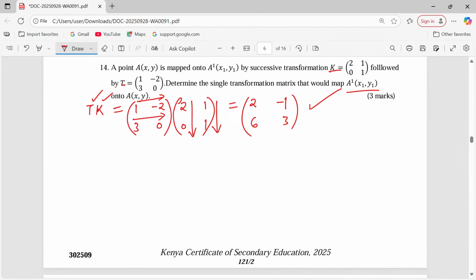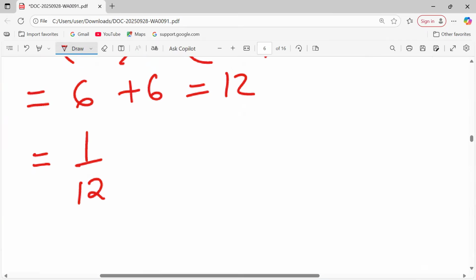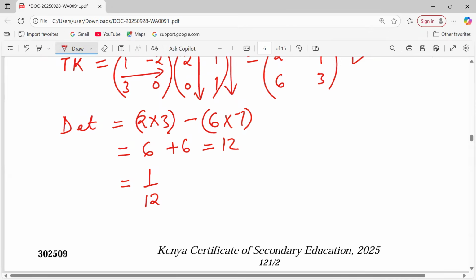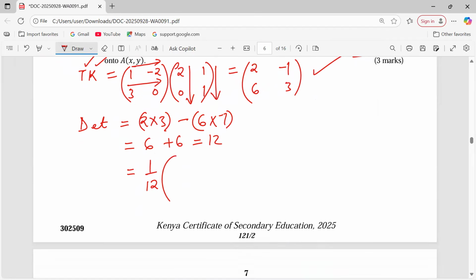Therefore, we need the inverse of this now, whereby we need first to get the determinant. 2 by 3 elements in the leading diagonal, minus 6 times negative 1. This is now 6 minus negative 6, giving us 12. The determinant is 12. So the inverse now shall be 12 should divide every element, but now we shall have to change a few things.